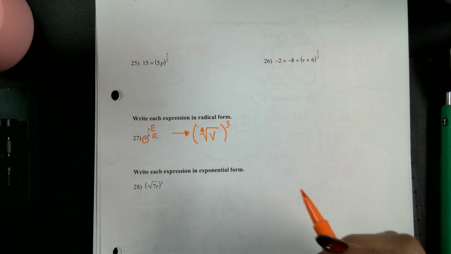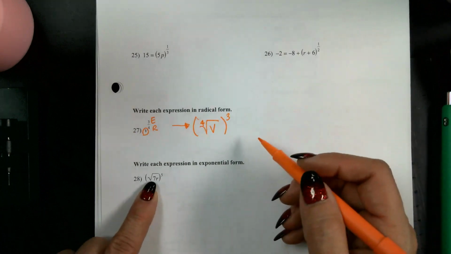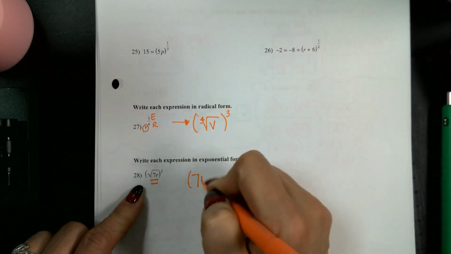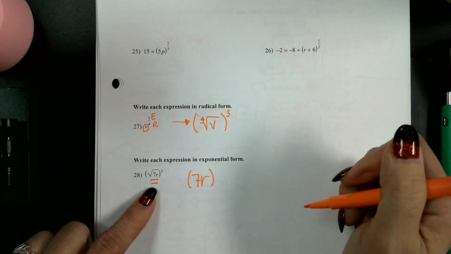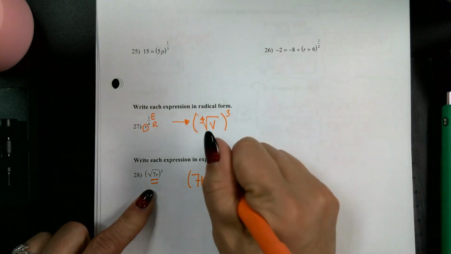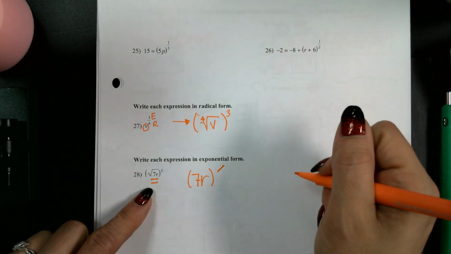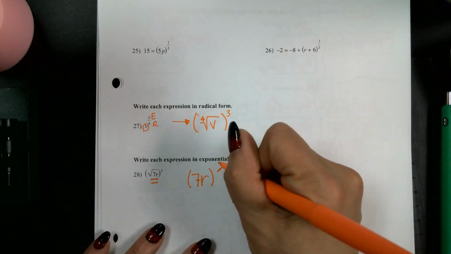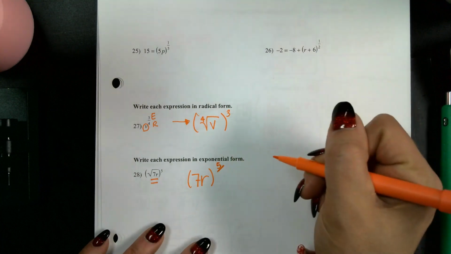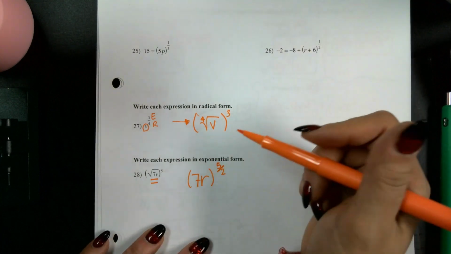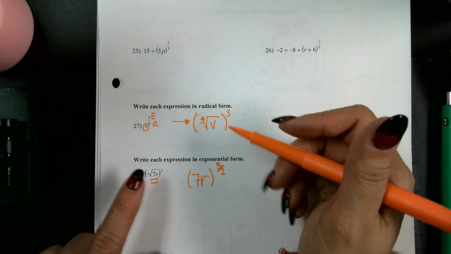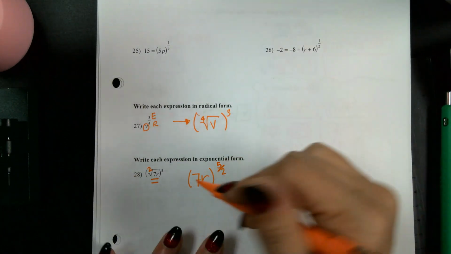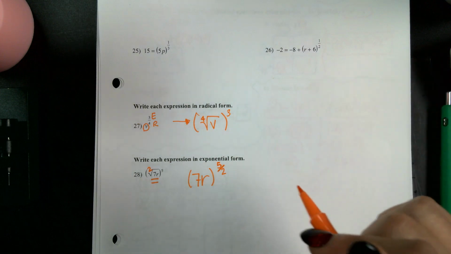Now for 28, we're going to do the opposite. They've given us radical form, and we're going to write it in exponential. So whatever's under the radical goes in parentheses. That's your base, 7r. Now we need to figure out what our exponent is. Where's that 5 go, top or bottom? Top. Okay. What's my root? 2. Remember, when you don't see a root, you're supposed to know that it's a square root, so you're supposed to know it's a 2. So it's just 7r to the 5/2 power.